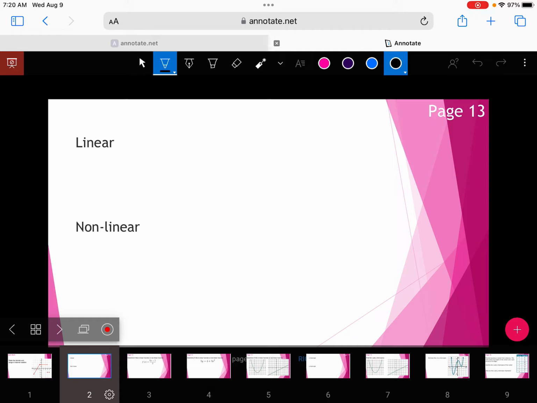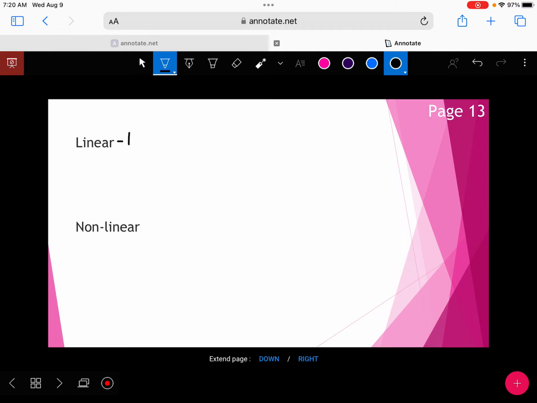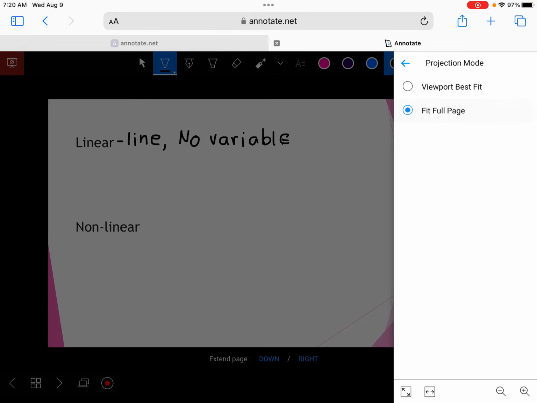So, yeah, linear just means it's a line. Which on a picture, that's easy enough to tell. But when it's not a picture, we need some tools to be able to get there. So the way we define this is it's got no variable. So X or Y or any other letter, and that is meant to be an E.